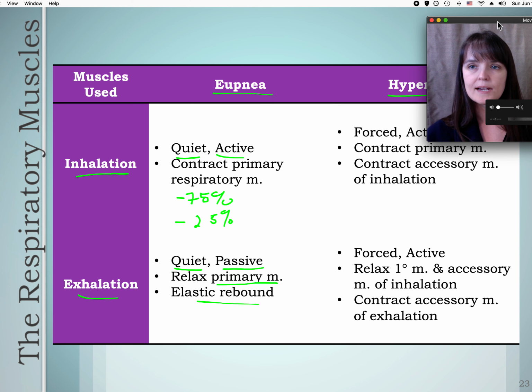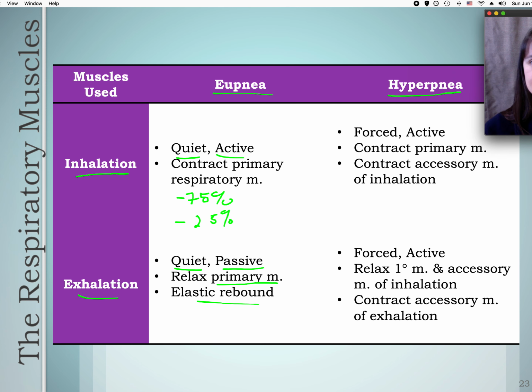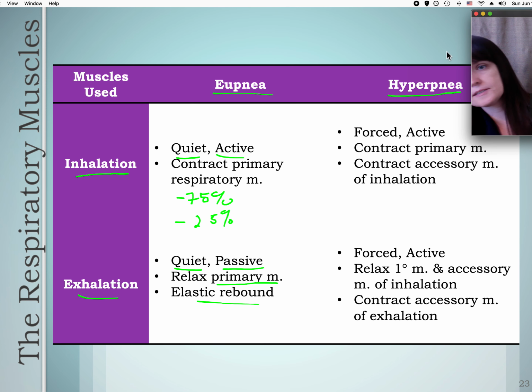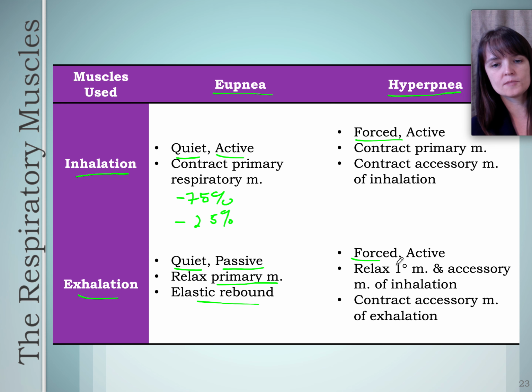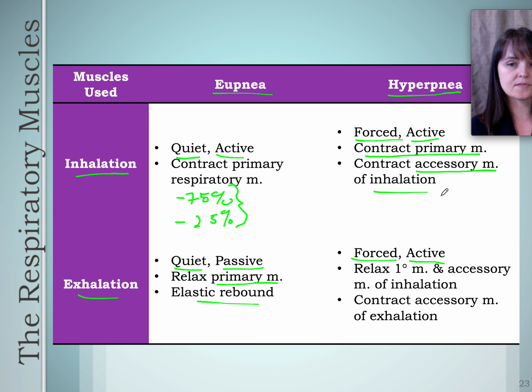Okay, and now we have hyperpnea. Hyperpnea is forced breathing. Inhalation is active and exhalation is also active. This is when you take a big, deep breath, like the doctor told you to take a big, deep breath. So you will contract the primary muscles of respiration, which are the diaphragm at 75% and the external intercostals at 25%. And you will also contract the accessory muscles of inhalation.